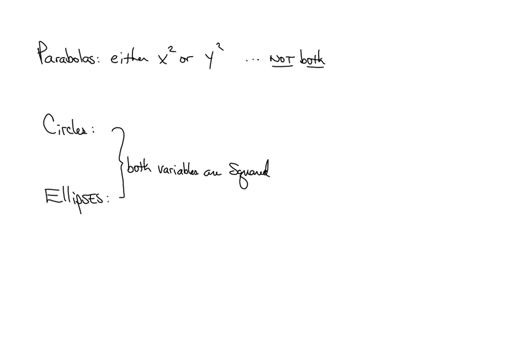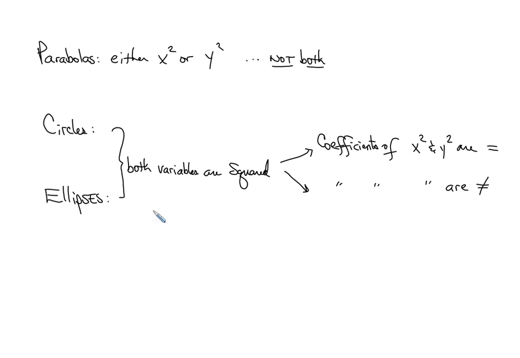So how do you tell whether it's going to be an ellipse or a circle? Well, the idea is that an ellipse is the same thing as a circle, but it's being stretched more in one direction than the other. So the way that you tell the difference is that on circles, the coefficients of x squared and y squared, the numbers attached to them, are equal. For ellipses, the coefficients of x squared and y squared are not equal.